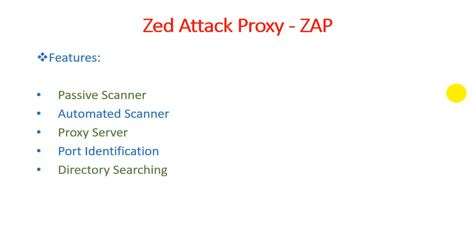Then directory searching. What is directory searching? It is nothing but providing information regarding the actual and absolute path of a particular file, a particular software, or specific content which is available on a targeted machine.